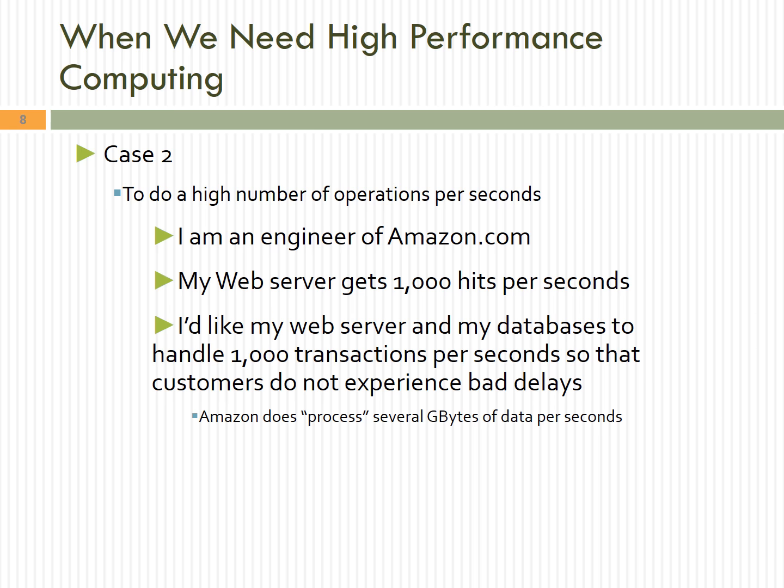For case 2, to do a high number of operations per second, I am an engineer at Amazon.com. My website server gets 100 hits per second. So I would like my web server and my database to handle 1000 transactions per second so that my consumers do not experience bad delays. For information, Amazon does process several gigabytes of data per second.